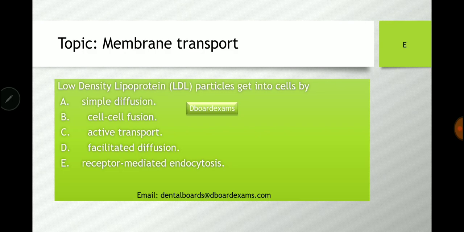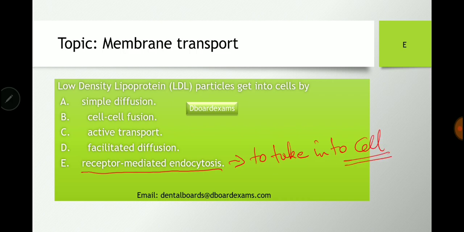Okay. Receptor mediated endocytosis. So let's break down the question. So receptor mediated endocytosis. So let's start with endocytosis. What does endocytosis mean? Meaning to take in, into the cell. Okay, to take into the cell, but it's mediated by a receptor. So there's a receptor, like a guide, okay, which is going to facilitate the particles to go inside the cell.